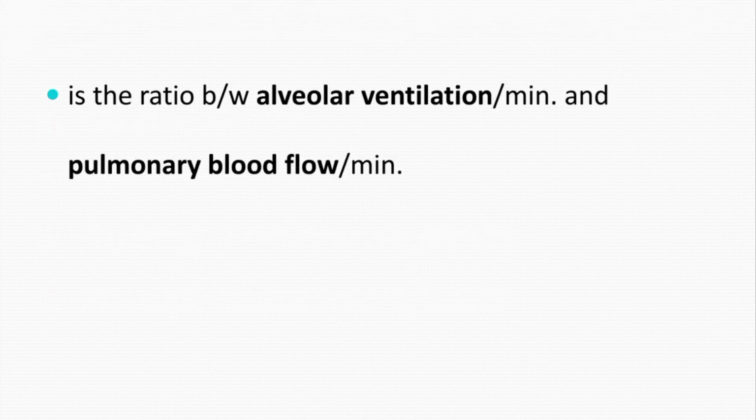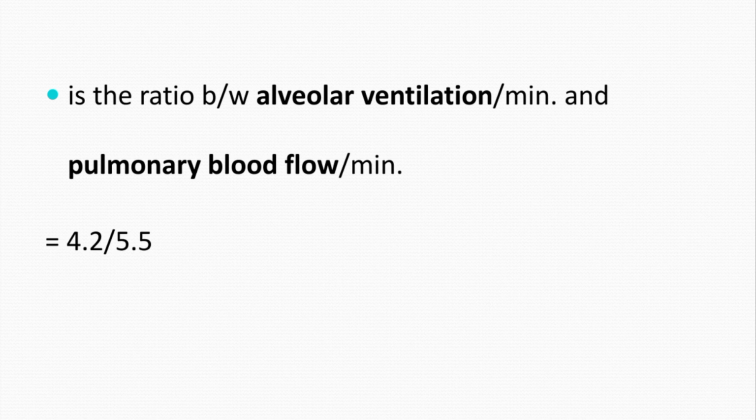So basically a ventilation perfusion ratio, as the name indicates, is the ratio between ventilation, that is alveolar ventilation per minute, and pulmonary blood flow. Its formula is VA over Q, where VA shows ventilation and Q shows pulmonary blood flow.